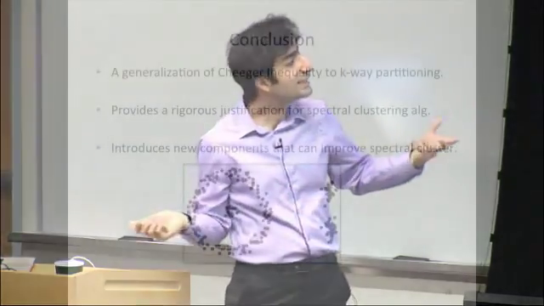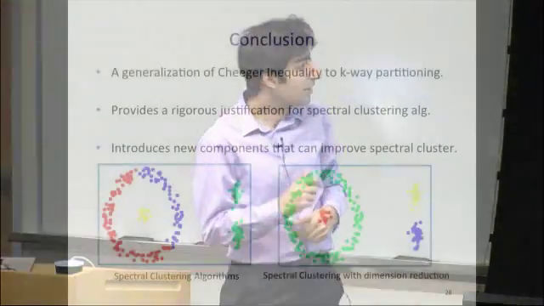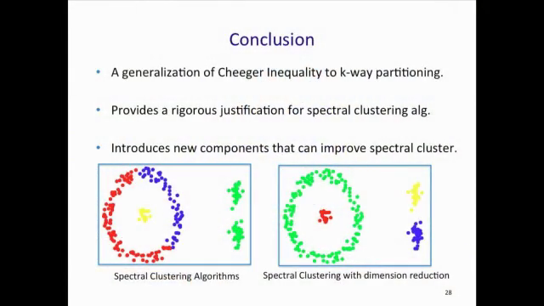In addition to that, our proof introduces new components that can be used and possibly improve the quality of spectral clustering algorithms. So here is an example that I tried. Say you want to cluster these data points. Now, I use the original spectral clustering algorithm, and this was what I get. And then I applied the dimension reduction. And this significantly improved the quality.